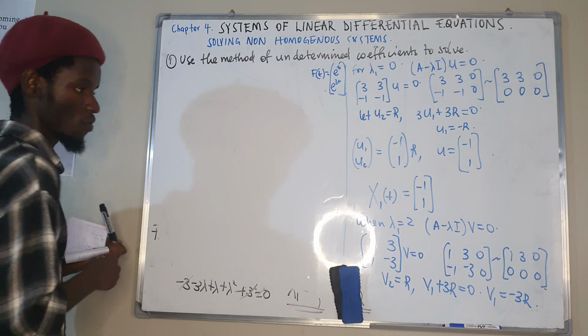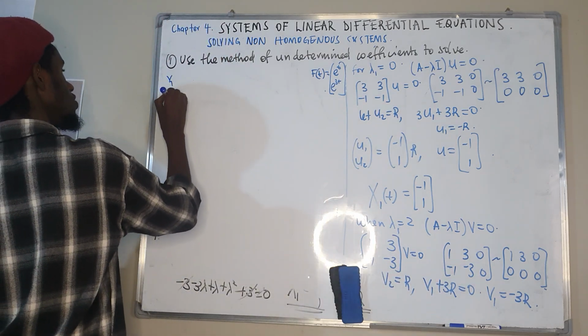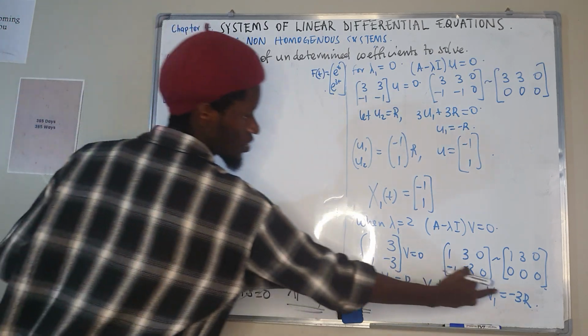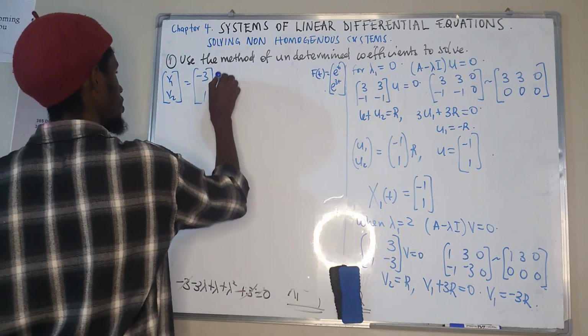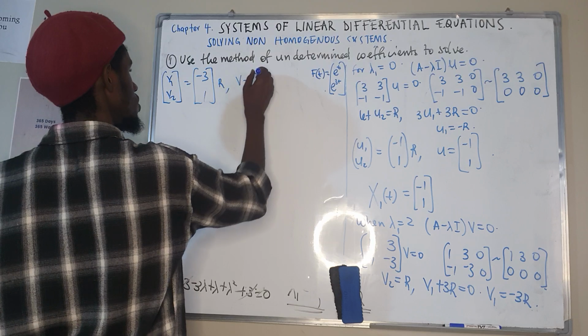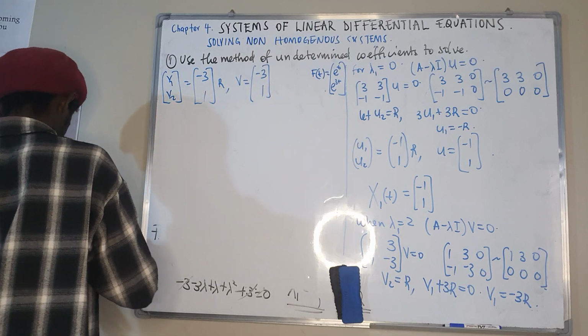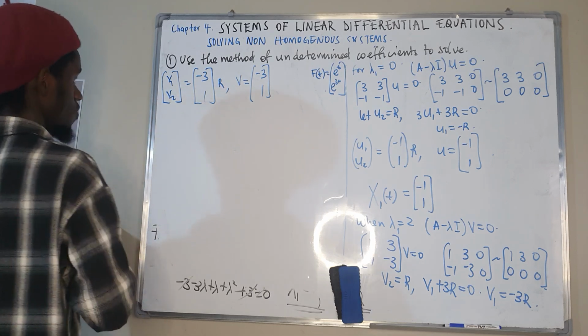Now from that step we've got our v1 and v2. If my v2 is negative 3 v1, then in terms of r, v1 is r and v2 is negative 3r. Then when r is 1, my v equals negative 3 and 1, in that form. I think we are still together on that step.